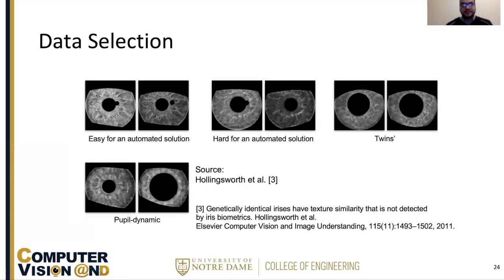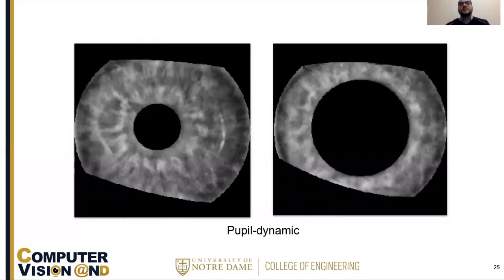Another type of irises that we added in our data selection were irises that had a large variation in pupil size. And we had this data set already collected at Notre Dame. Notre Dame has this large experience of collecting data for irises. And this is an example. So the way it was done, people were receiving, while collecting their irises, light stimulations of different intensities. So it led to pupils that were closed and pupils that were wide open for the same iris.